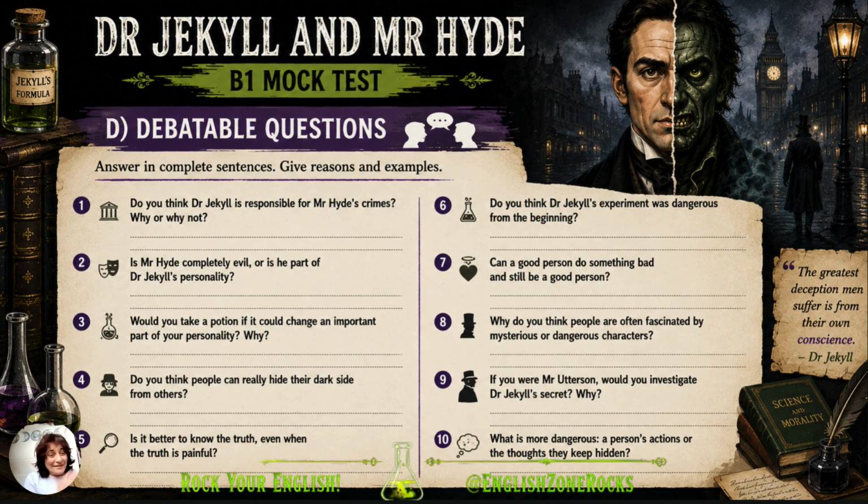For me, yeah, it's Elliot. Sorry for my interfering. Do you think Dr. Jekyll's experiment was dangerous from the beginning? Can a good person do something bad and still be a good person? Why do you think people are often fascinated by mysterious or dangerous characters? If you were Mr. Utterson, would you investigate Dr. Jekyll's secret? Why? And what is more dangerous, a person's actions or the thoughts they keep hidden?